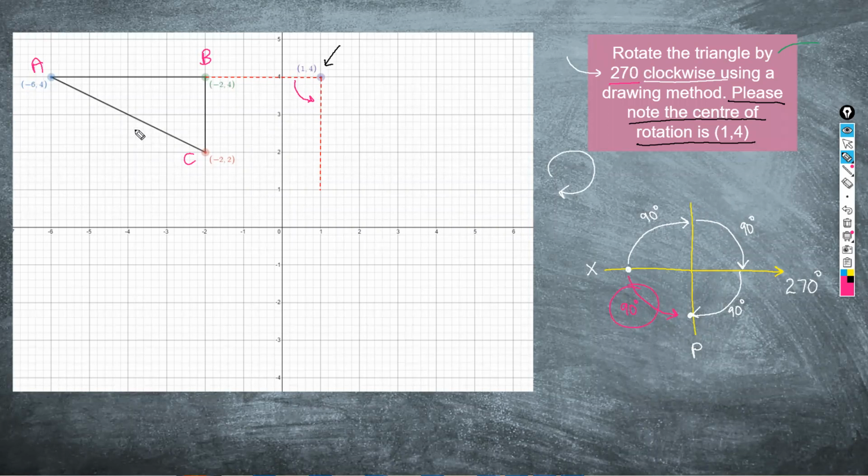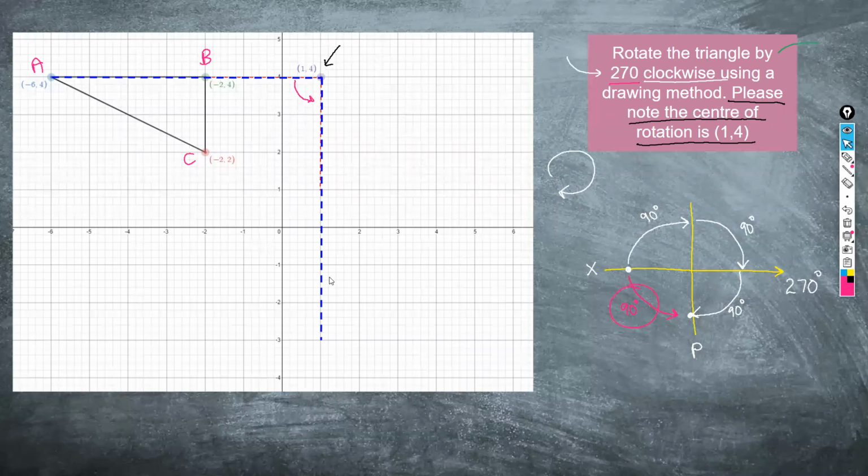And I want you all to do the same thing for the next point now. This one is kind of hard to see, right? It's overlapping the other line. Take point A, connect it to the center of rotation, measure the length of that line. It should be easy to approximate how much is 90 degrees on a graph paper and move it the same length downwards. So we did it for B, now we're doing it for point A.